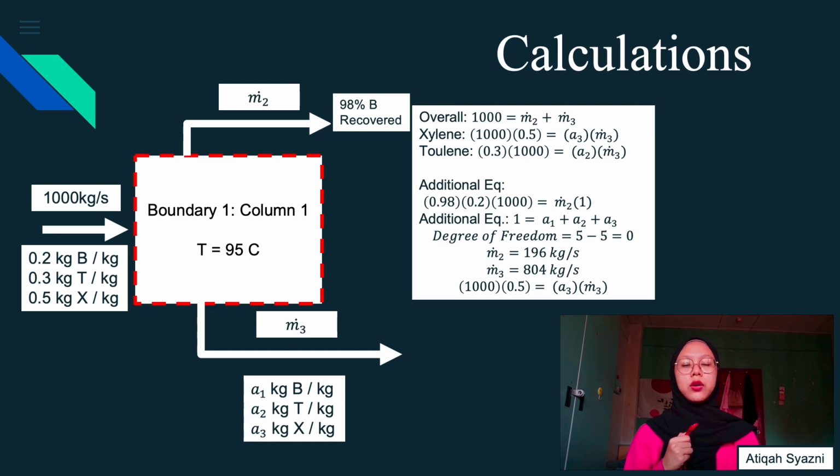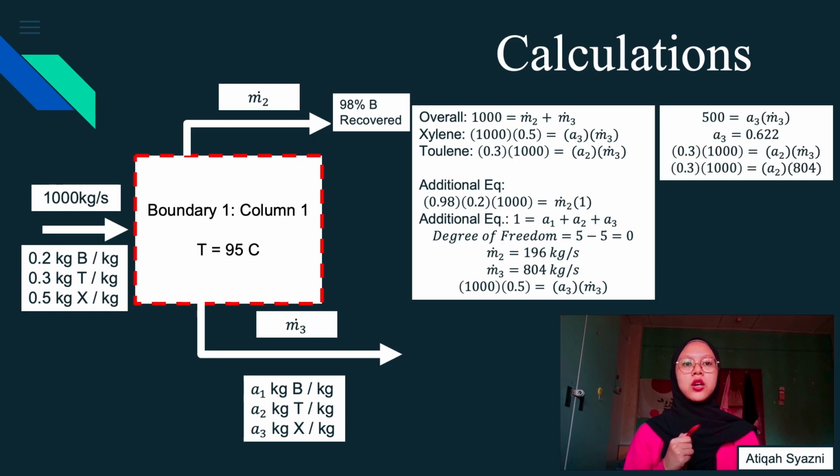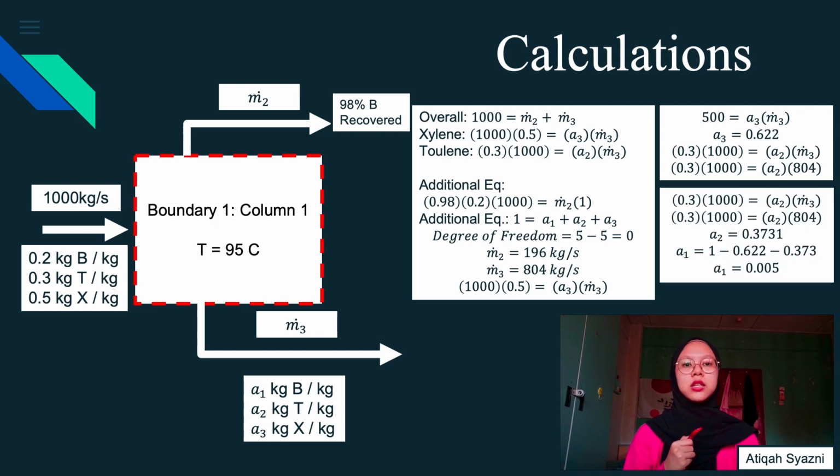Next, with the value of M3 we get from the previous calculation, we can use it to calculate the value of A3 from equation 2. And the value of A3 is equal to 0.622 kg xylene per kilogram. After that, by using the M3 value, we can solve for A2 by using equation 3. And the value of A2 is equal to 0.3731 kg toluene per kilogram. Finally, we can solve for A1, where we can use equation 5, and the value for A1 is equal to 5 multiplied by 10 to the power negative 3 kilogram benzene per kilogram.